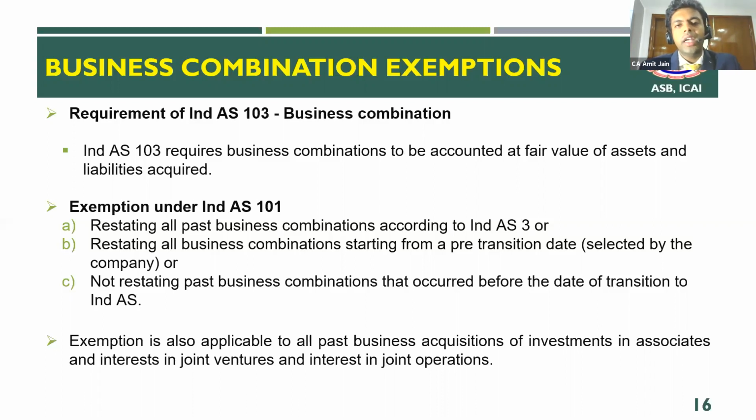IND-AS 103 says that if you have done a business combination in the past, right? Then we need to recognize all the assets and liabilities existing as on 1st April 2018 at fair value only. That means I need to go back in the past, compute the transaction accounting, compute the fair value on the transaction date, and bring the carrying value to the transition date and record it. I need to compute the goodwill as well, right?